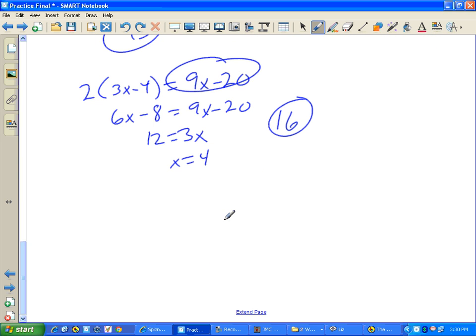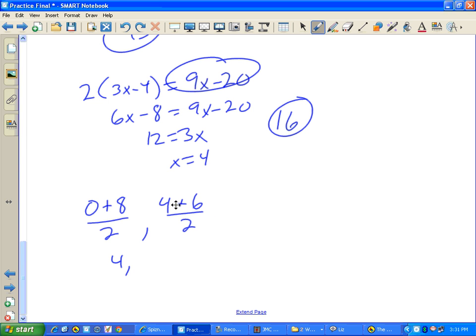Number 9. They give you a picture, and it's pretty easy to just count to find out where the midpoints are. But what you really want to take away from this is finding the midpoints with the midpoint formula. Okay, so if I want the midpoint of AB, I'm going to take the x from A, add it to the x from B, and divide by 2. I'm going to take the y from A, add it to the y from B, and divide by 2.